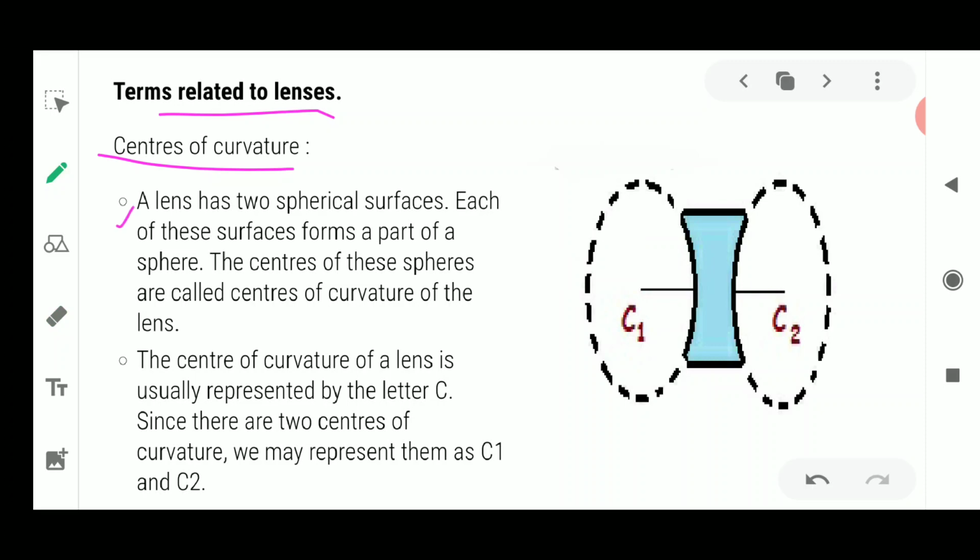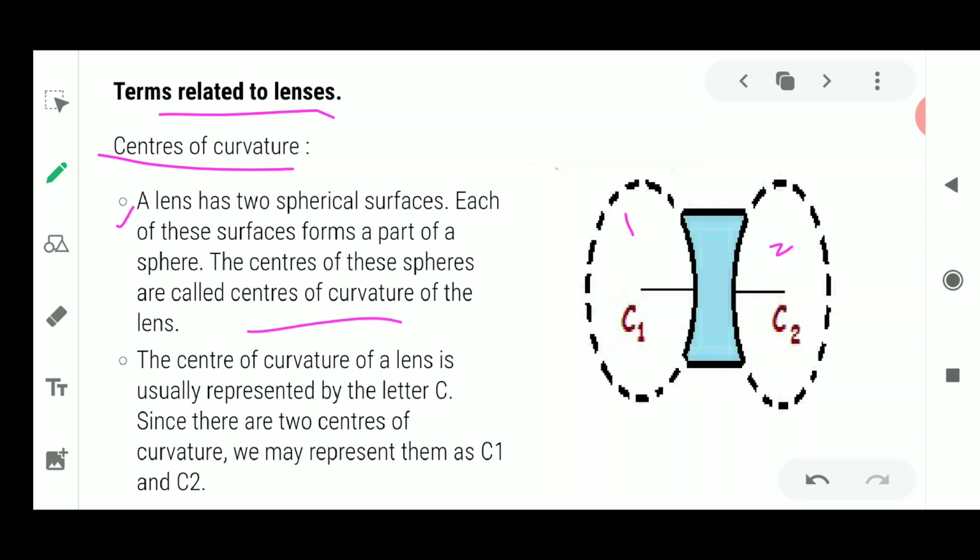Why is this a two spherical surface? Because it is obtained from two spheres, one is this, another one is this. Each of these spheres forms a part of a sphere. The centers of these spheres are called the centers of curvature of the lens.